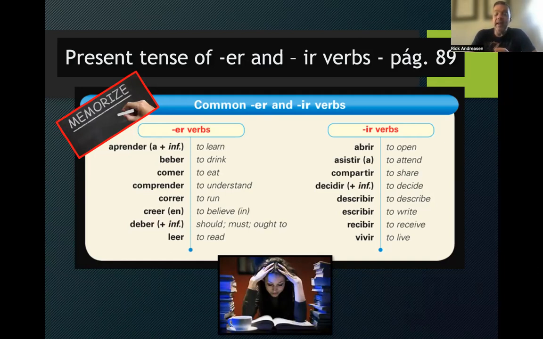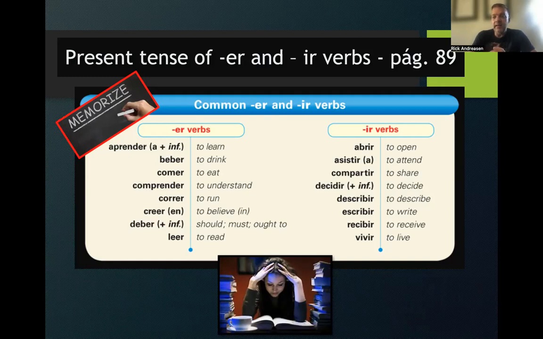Second to the bottom on the ER verbs, deber, is kind of strange, it's really a helping verb. To should, to must, to ought to. We don't really consider that to be a separate verb in English, but it is in Spanish. And again, it's often used with the infinitive. So debo estudiar la lección, right? I should study the lesson. No puedo ir a la fiesta porque debo leer el libro. I can't go to the party because I must, or I should, I ought to read the book.